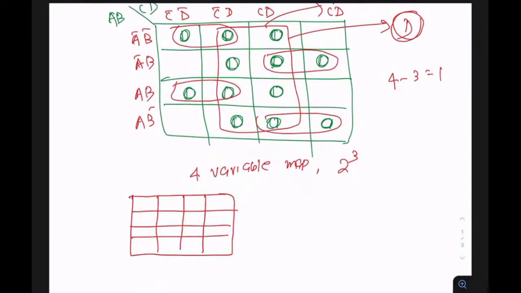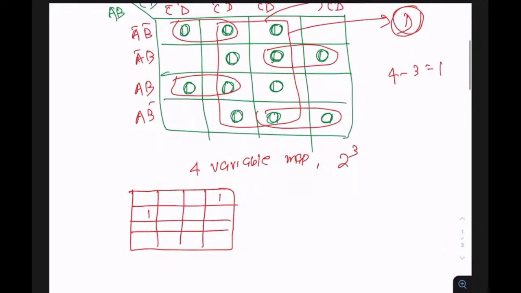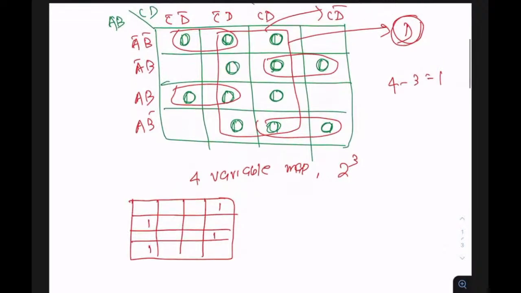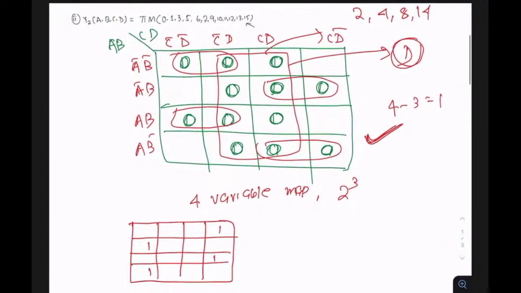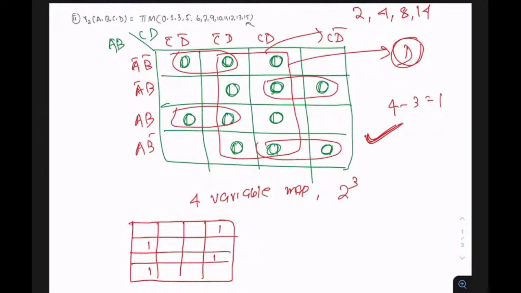So 0, 1, 3, 2, 4, 5, 7, 6, 8, 9, 11, 10, 12, 13, 15, and 14. These are the places left. In this case, how many groupings are possible? This is what I'm getting in the POS form. If I say tell me SOP, then you have to group the corresponding min terms. If I know the max terms, the missing terms are nothing but the min terms.